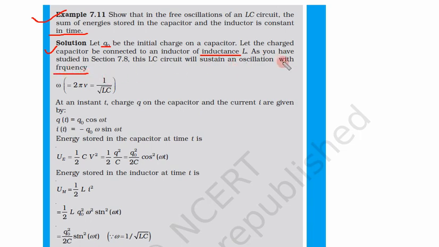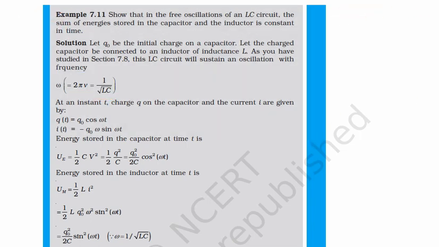So what will happen? This circuit will start oscillating with a frequency omega equal to 1 upon under root LC, and this omega is equal to 2 pi nu. At any instant t, the charge Q on the capacitor and the current I are given by... So now we have moved from the initial condition. Now t is not 0. We are talking about after some time. What happens after some time?